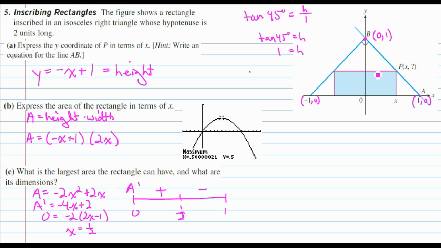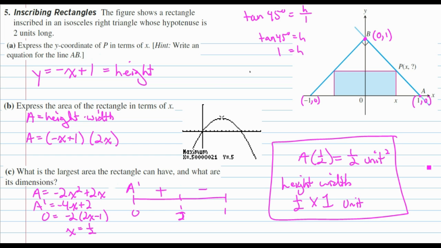So that 1/2 just gives me the x-coordinate that I need to plug in. The actual area I have to plug the 1/2 into the area formula, so A of 1/2 is going to be 1/2 of a square unit. And that means that the height is going to be 1/2, which then I can predict that the width would be 1. 2 times 1/2 is in fact 1 unit. So I have the total area and the dimensions of the inscribed rectangle that has the largest area.